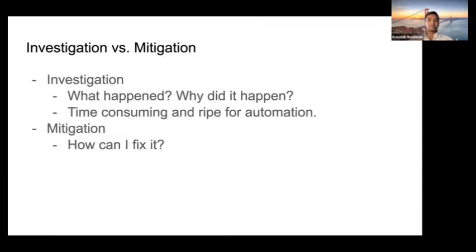When we talk about the steps in a runbook, there are really two main categories: investigation steps and mitigation steps. An investigation step answers a question like, what happened and why did it happen? A mitigation step answers the question, how can I fix it? Now, as an on-call, your priority is to mitigate an incident, not to do a full root cause analysis. That's better left for the postmortem. So ideally, your runbook should focus only on mitigation steps.